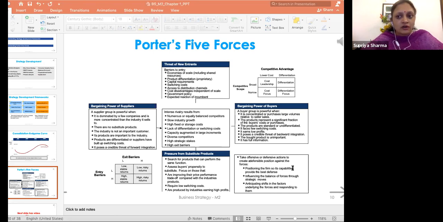The next dimension is the threat of new entrants, because this poses in a big way a barrier to entry. So what are those barriers to entry? Number one is economies of scale. In the industry that we are entering, we need to see whether we can scale up.